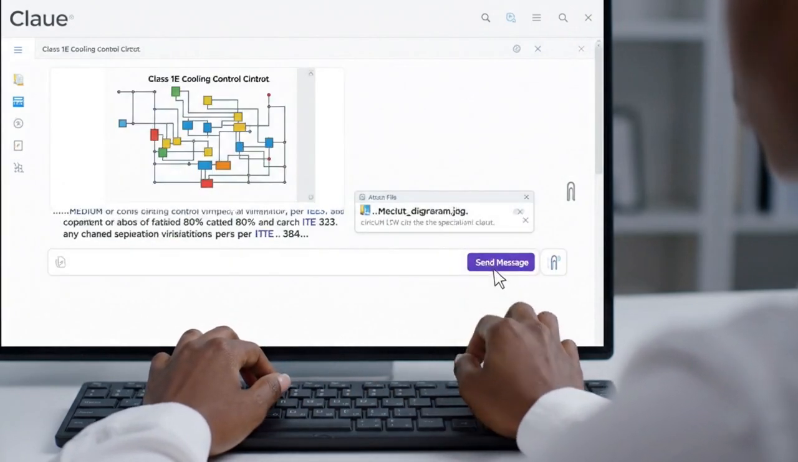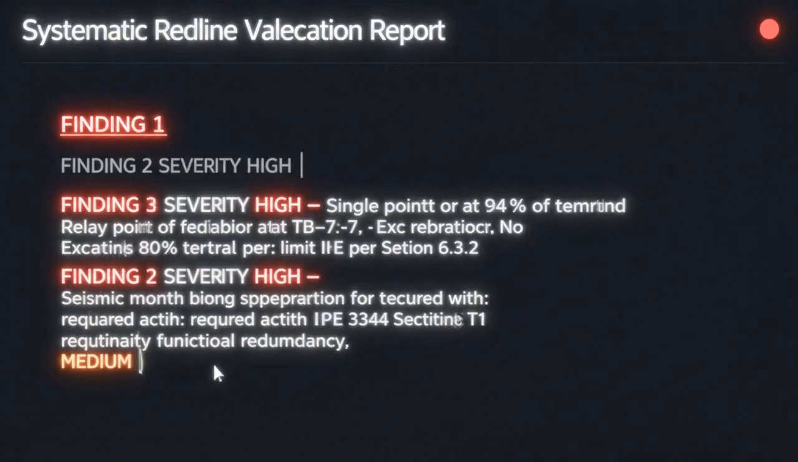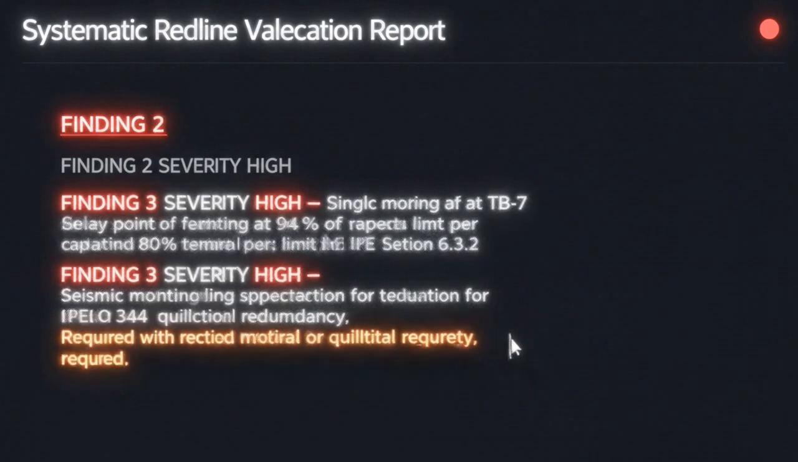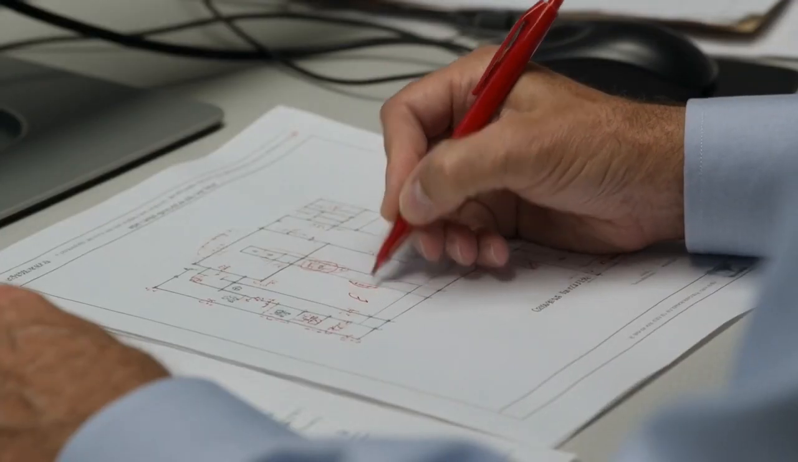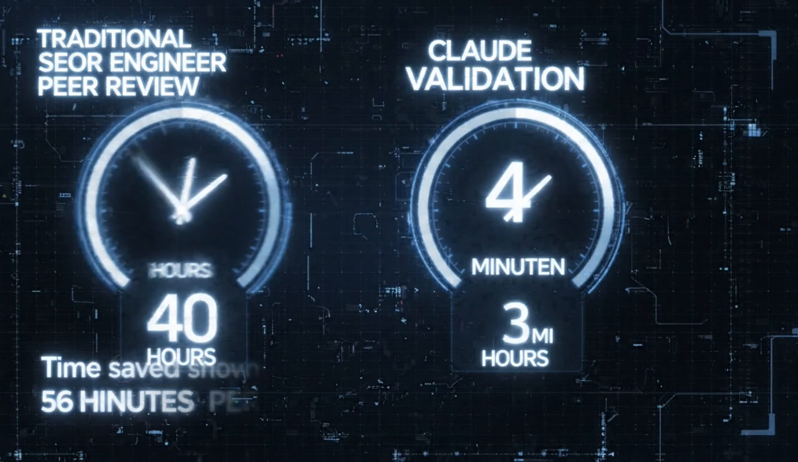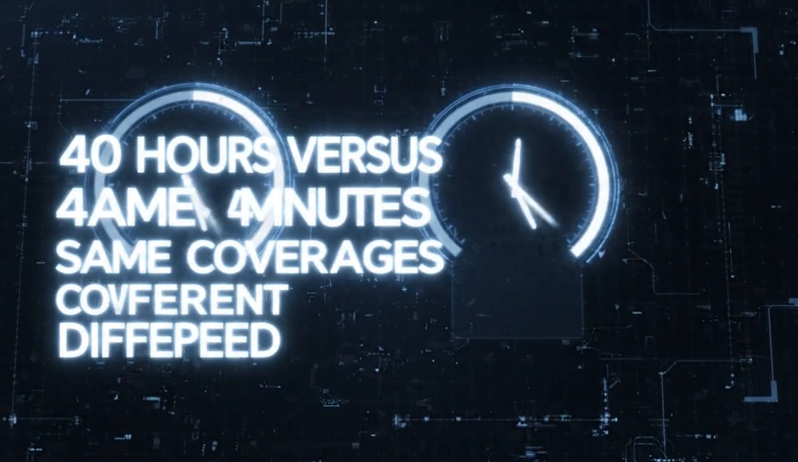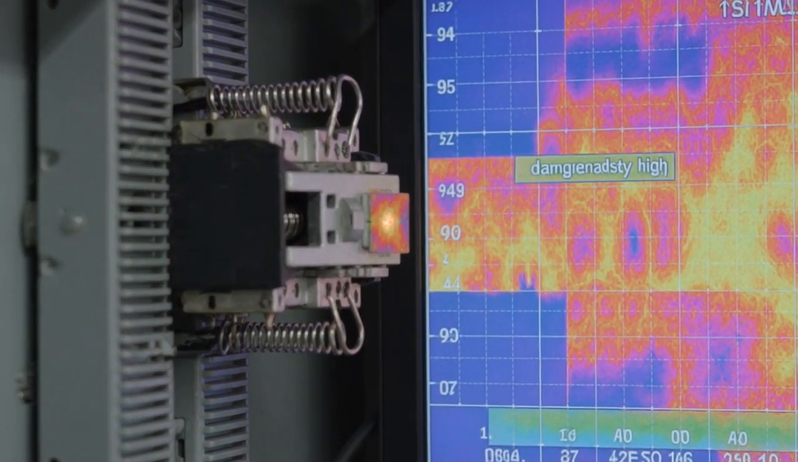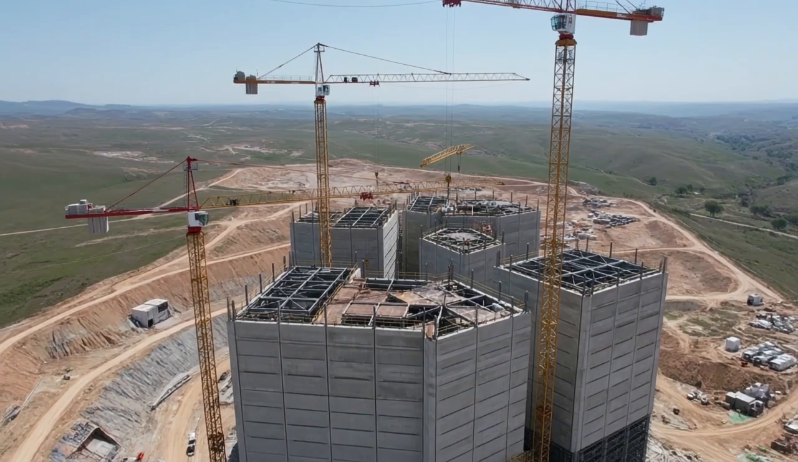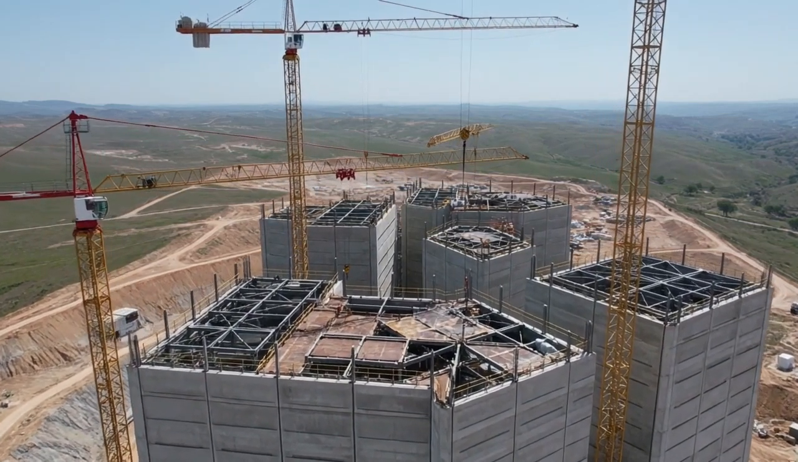The validation step is where Claude's analytical capacity becomes most powerful. Feed it a completed circuit diagram and ask it to act as an independent reviewer. It cross-references every component against its datasheet, checks every connection against the applicable IEEE clause, and flags every thermal limit and redundancy gap. In testing, Claude identified a thermal limit violation on a relay operating at 94% of its rated capacity, a finding that typically requires a senior engineer's focused review to catch. Traditional peer review of that same circuit, 40 hours. Claude's review, 4 minutes.